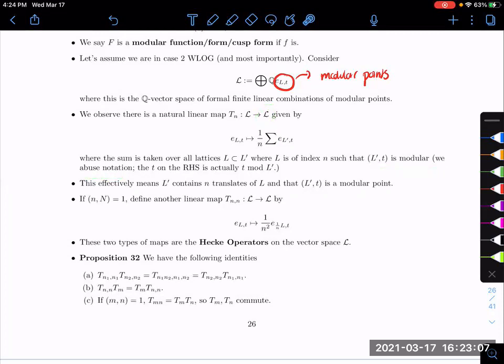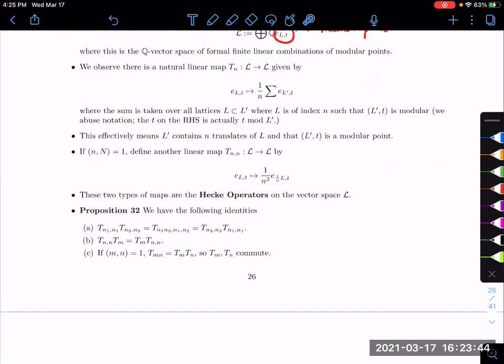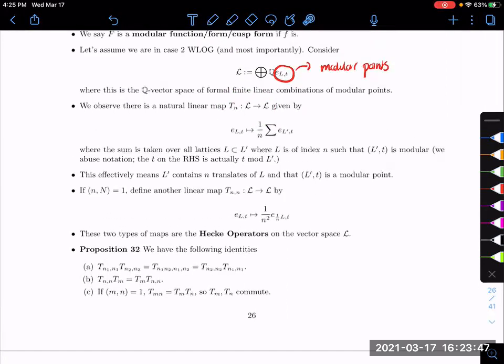We're going to note quickly here that I'm abusing notation a little bit. This T here and this T here are not actually the same thing. The T on the right hand side is, of course, the starting T mod L', but there's no need to harp on that. It's just a slight abuse of notation. So we've got these operators on the space of formal finite Q linear combinations of modular points, which for us in this case just look like pairs (L, T), where L is a lattice in the upper half plane and T is a point of exact order n. So that's one type of Hecke operator.